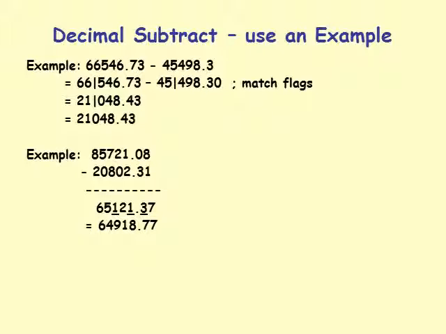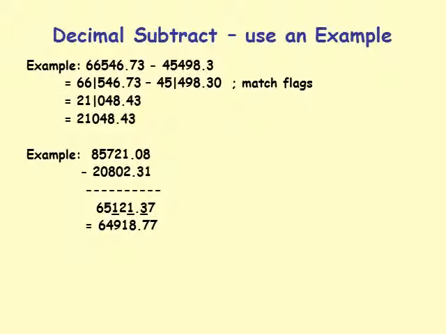So first of all, 51 here: 5 positive and 1 negative is 50 minus 1, which is 49. So 649. A 2 here positive, and a negative 1 and negative 3. These three numbers together make 200 minus 13. That is 187. So 18.77. So 85721.08 minus 20802.31 is 64918.77.